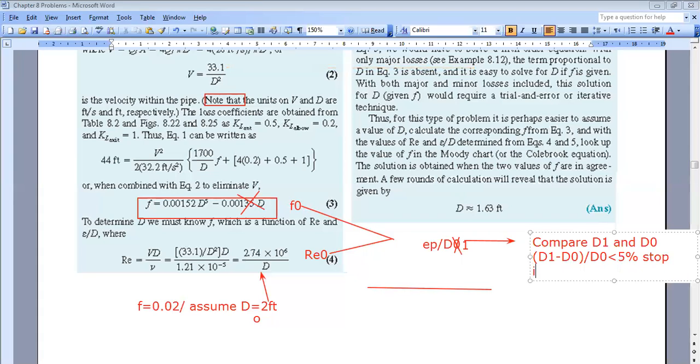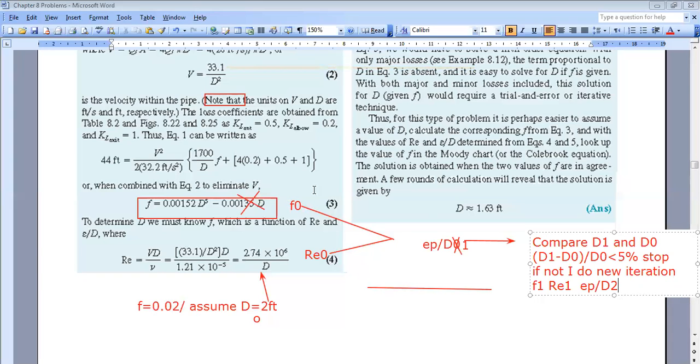If not, I do another iteration with the same procedure. So I find the new f from d1. I replace into f here, I get new f1, and I replace into Reynolds. I get new Reynolds 1. Then I go to Moody chart. I get epsilon over d2 from Moody.